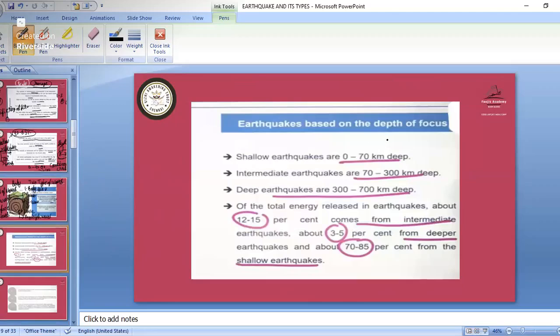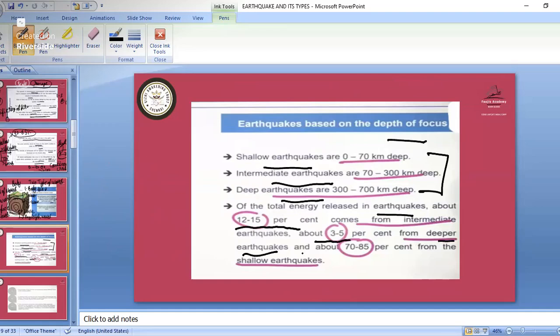So earthquakes, based on the depth of the focus, we saw shallow earthquakes, intermediate earthquakes, and deep earthquakes. So we saw all these parts. Then, of the total energy released in earthquakes, about 12 to 15% comes from the intermediate, about 3 to 5% comes from the deeper earthquakes, and 70 to 85% comes from the shallow earthquakes.